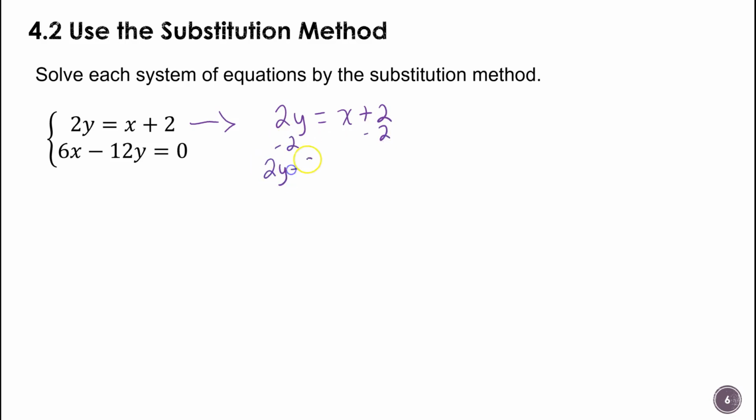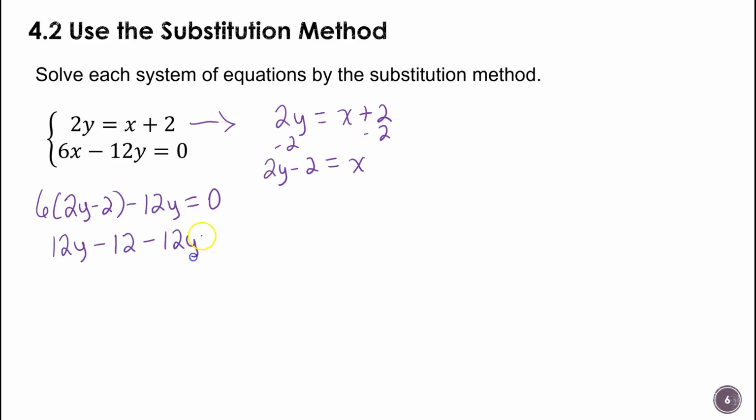Okay, so I have this 2y equals x plus 2, and I'm just going to subtract the 2. So 2y minus 2 equals x. Then on the second equation, I'm going to put 2y minus 2 in for x. So I will have 6 times 2y minus 2 minus 12y equals 0. So that is 12y minus 12 minus 12y equals 0. And look what happens to the 12y and the negative 12y. That's 0. So now I have negative 12 equals 0, which is not a true statement.